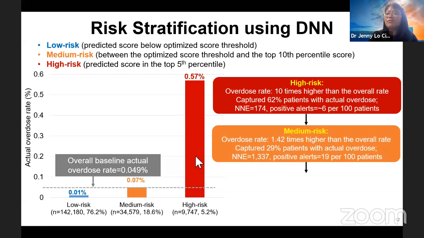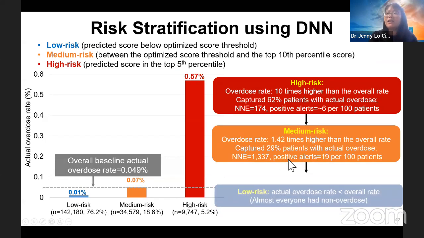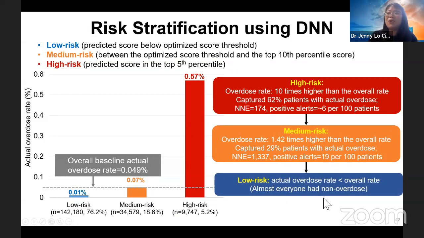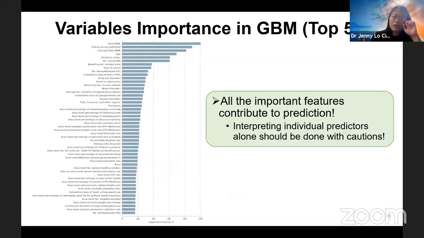But the medium risk group is kind of a challenging part. Unless you have a lot of resources, it can capture an additional 29% of the people with actual overdose, but whether this is cost efficient is debatable. And in the low risk group, almost nobody has an overdose, so you are going to waste a lot of money and effort if you target everybody. So how you want to approach this depends on the user.